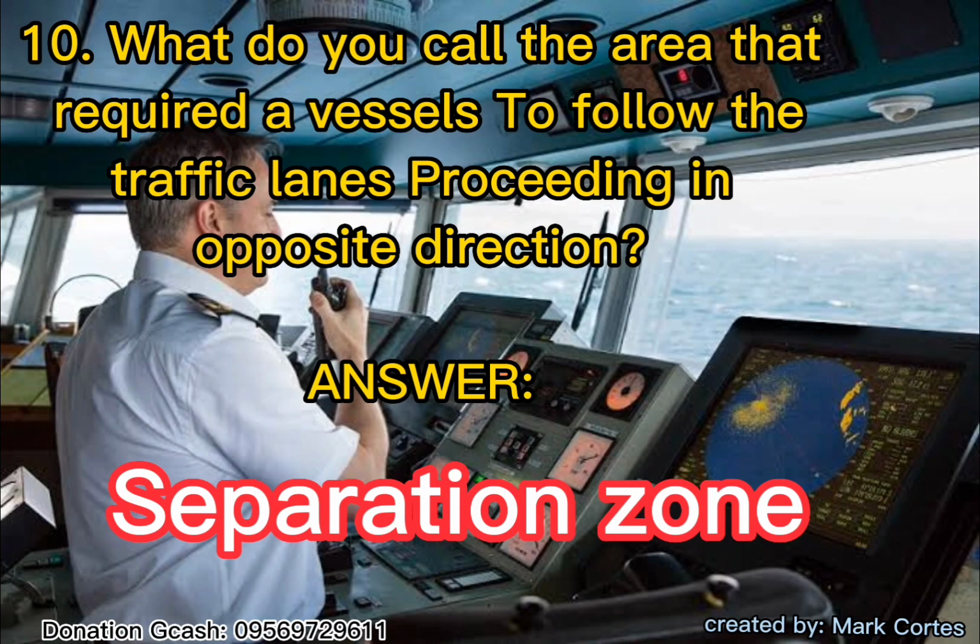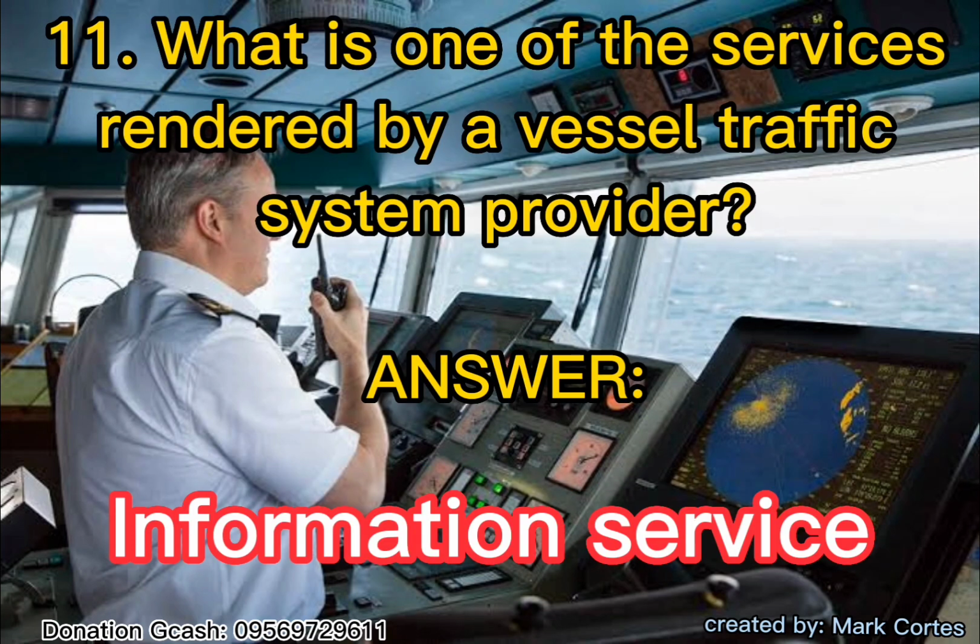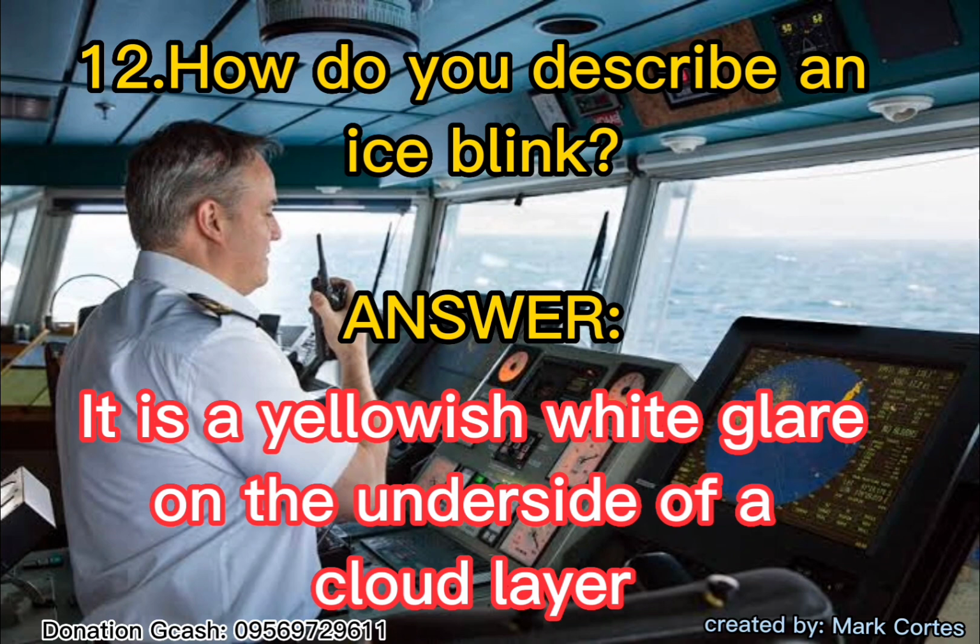10. What do you call the area that requires vessels to follow the traffic lanes proceeding in opposite directions? Answer. Separation zone. 11. What is one of the services rendered by a vessel traffic system provider? Answer. Information service. 12. How do you describe an ice blink? Answer. It is a yellowish-white glare on the underside of a cloud layer.